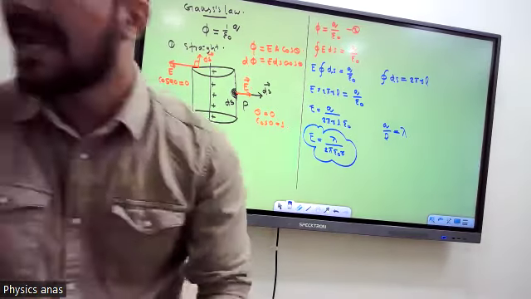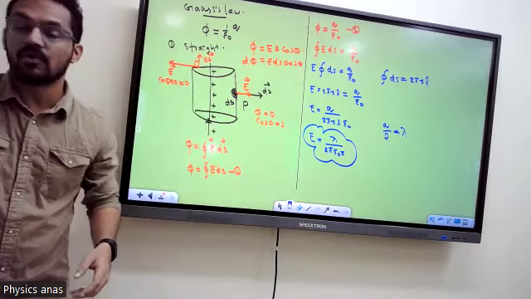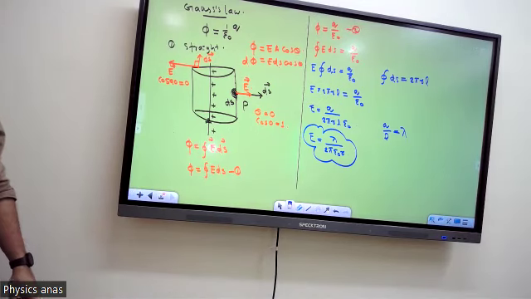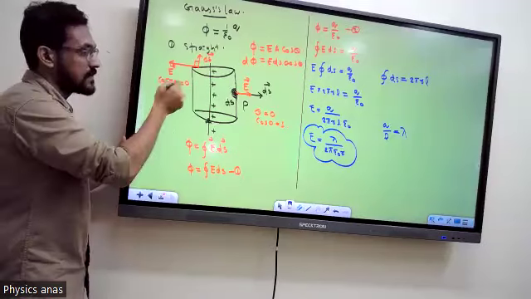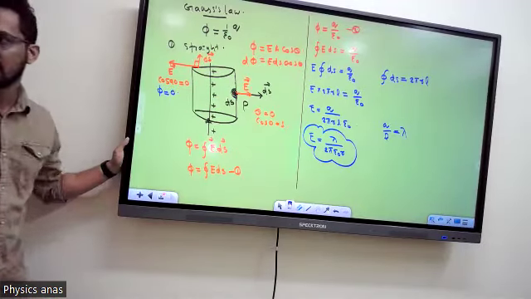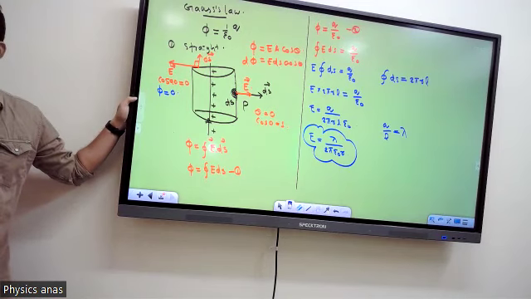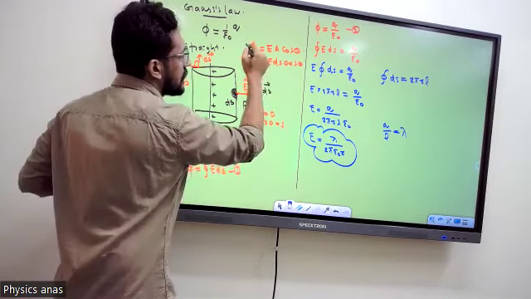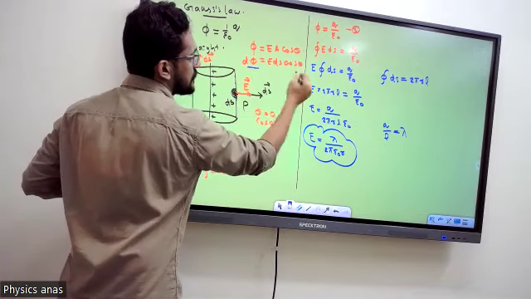If you are following my note, you can write it. If you are following the school note, you have to do the whole thing. You have to show it also, or I am showing it here. Cos 90 is 0, so flux is 0. This will be enough. If cos theta is 0, flux is 0. Cos 0 is 1, and this is flux now.